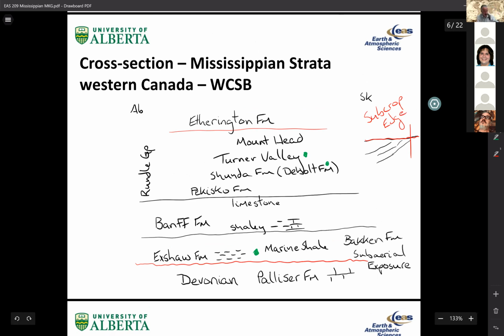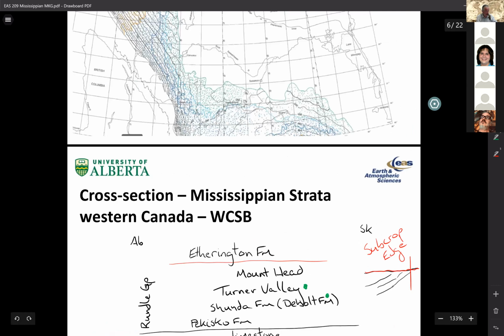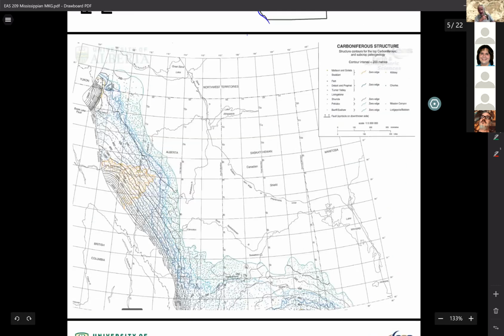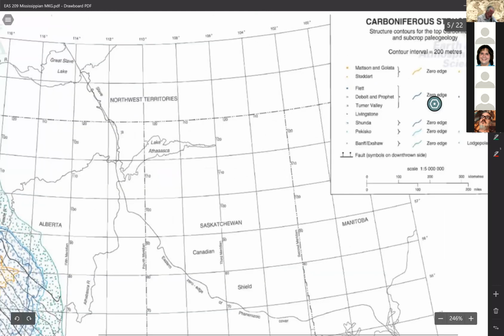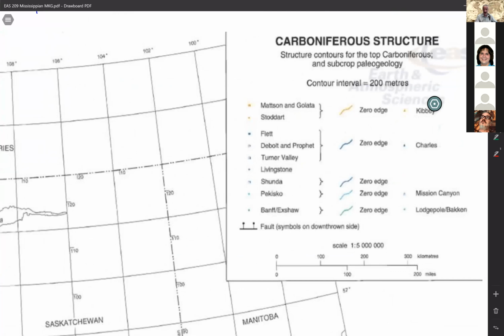And that subcrop edge really is telling you something from the map point of view. Let me explain this map to you. You'll have it in your notes, so you can figure it out on your own as well. But this shows some of the formations I was talking about: Banff, Pekisko, Shunda, Livingston, Turner Valley, the Bolt Prophet, and so on. And what we're really interested in are the Shunda, Pekisko, Banff, Exshaw units. And you can see there's a zero edge indicated here. And that zero edge is the subcrop edge, okay?